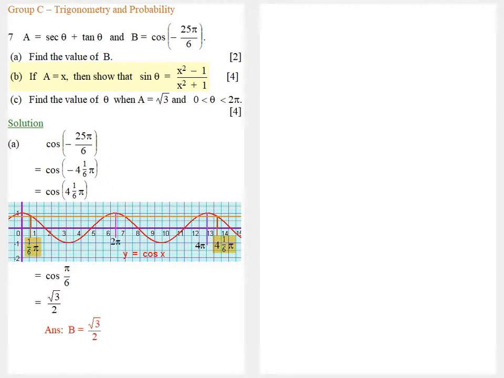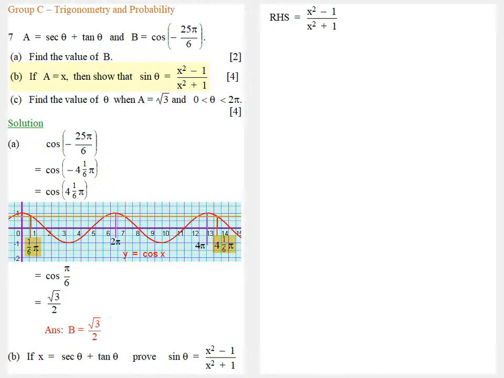Now in part B, we're told if A is equal to x, then show that sine of theta is x squared minus 1 over x squared plus 1. So to solve B, we're starting with x equals sec theta plus tan theta, and we've got to prove that sine theta is equal to x squared minus 1 over x squared plus 1. So let's start with the right-hand side, x squared minus 1 over x squared plus 1.